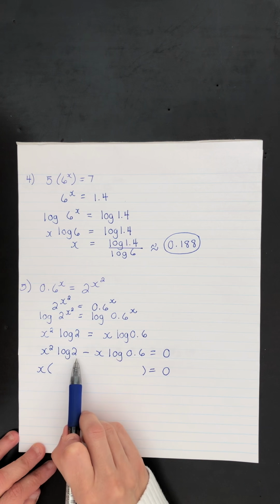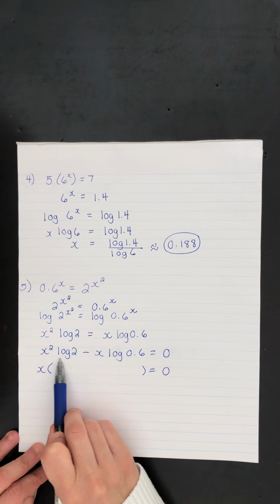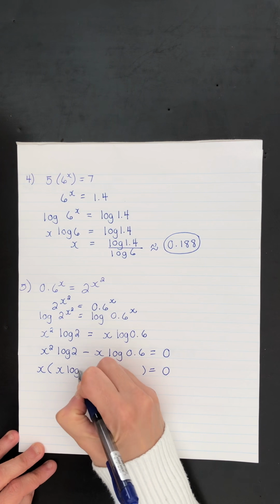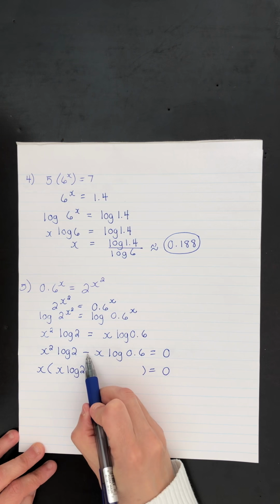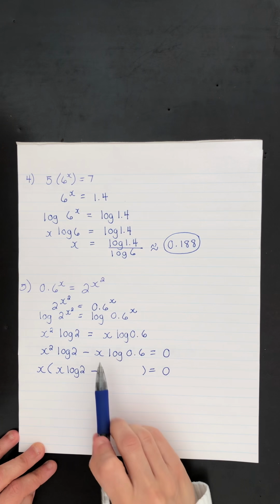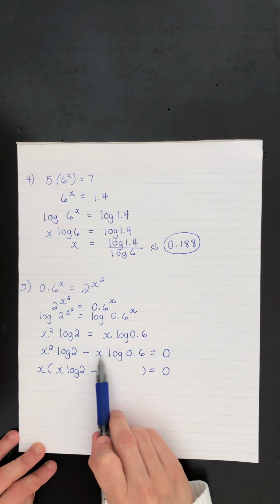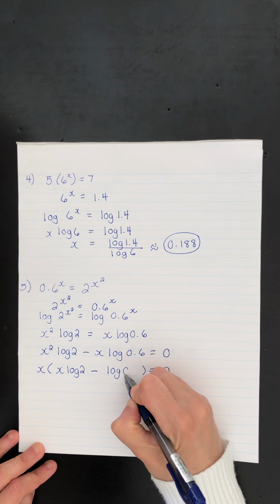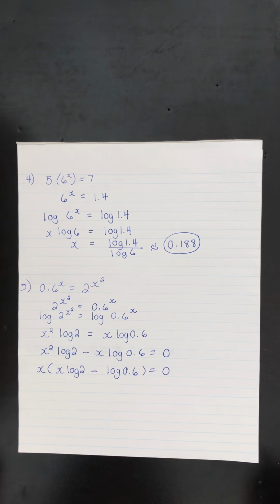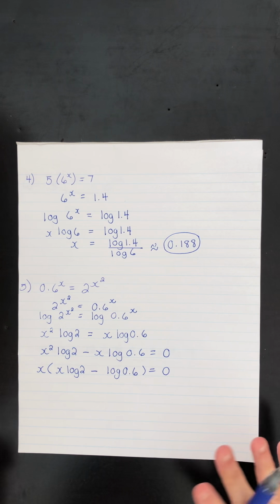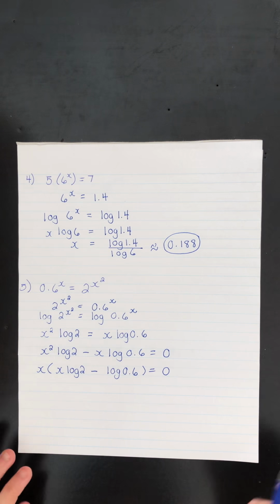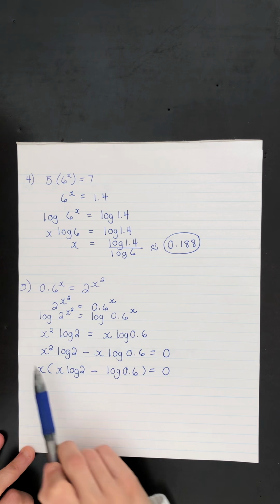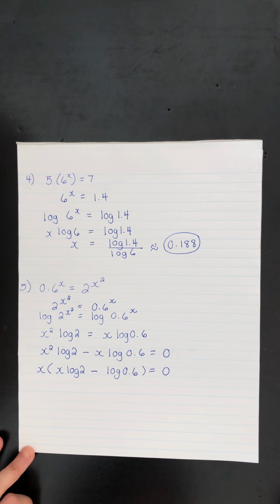What would that leave in this term if we divide it by x? It would leave x times the log of 2. Then we would have the subtraction sign. What would be left in this term if we divide it by x? Just the log of 0.6. Every time you do any kind of factoring, you could check it by opening the bracket up to make sure you get back the previous line.